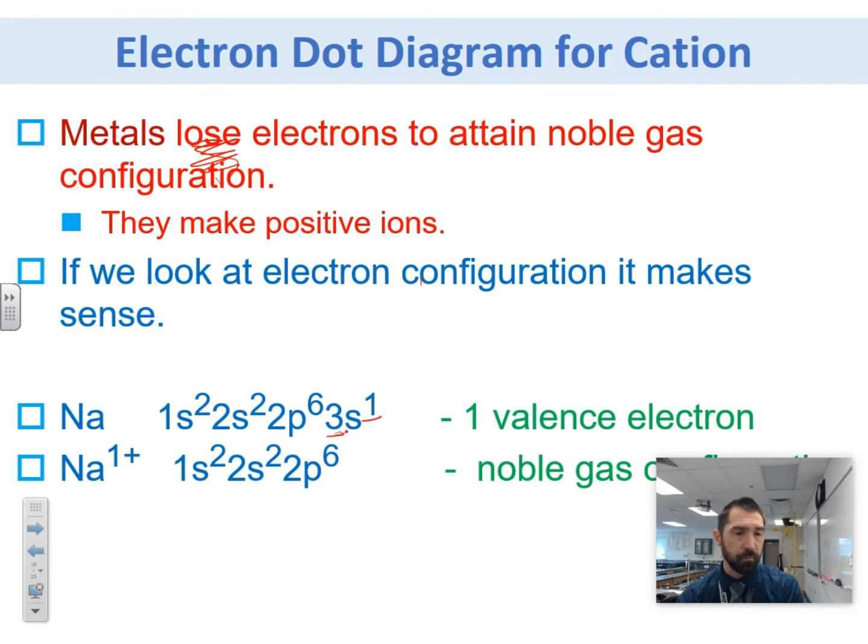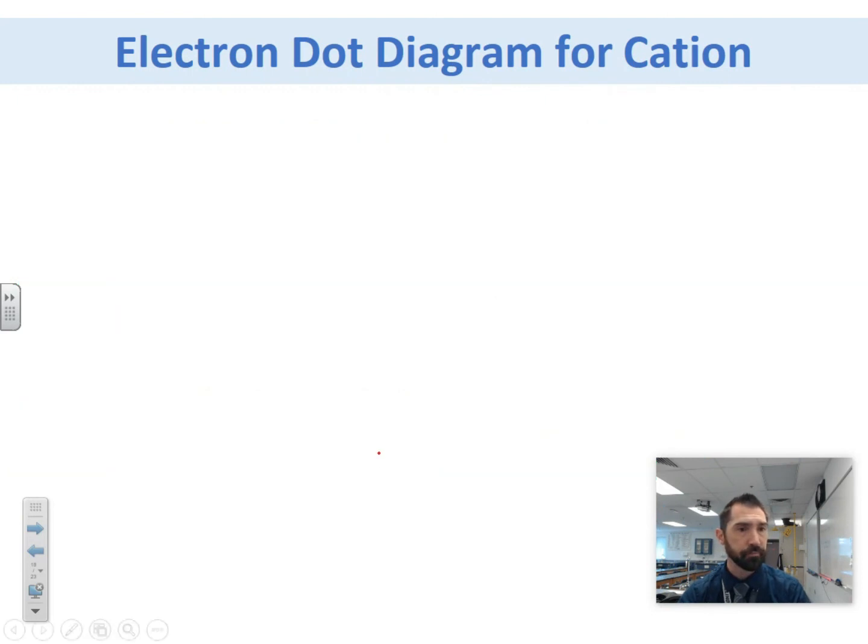Notice that when we lose an electron from this outermost energy level, it's no longer occupied. We don't count it as the outermost energy level anymore because there are no electrons there. So now what's the outermost energy level? The second. And notice 2 plus 6, there's your octet. By losing the 1 electron out of its outermost energy level, we no longer worry about 3 being the outer energy level. It's now 2, and that 2 is full. It's a noble gas configuration. It does have a positive 1 charge, but it has gained noble gas configuration by losing an electron.